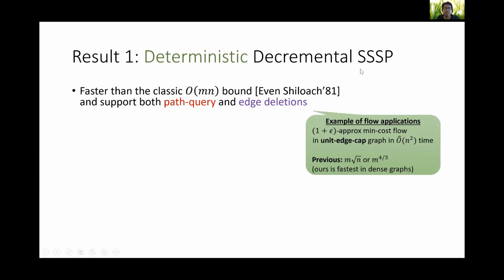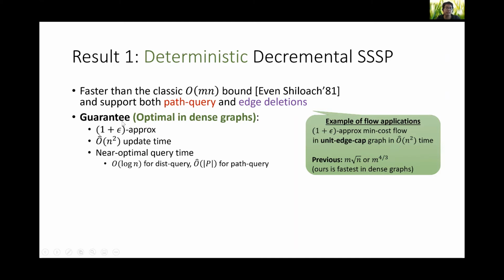So the first result is on single source shortest path. The point of this result is to get an algorithm that is faster than the classic mn bound. Still, it can support both path queries and edge deletions. And this result gives some flow applications, like min cost flow in unit edge capacity graphs in n squared time, which is optimal in dense graphs. The precise guarantee is this. We have a 1 plus epsilon approximation. The total update time is n squared with near optimal query time.